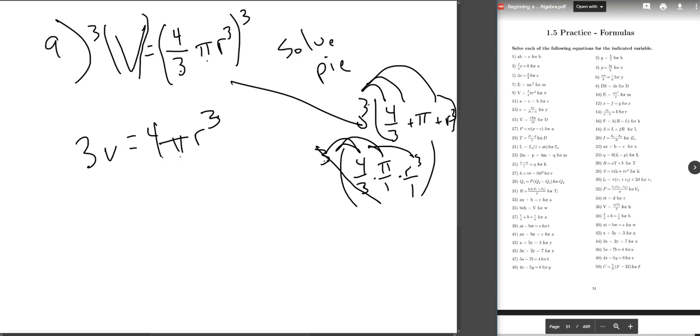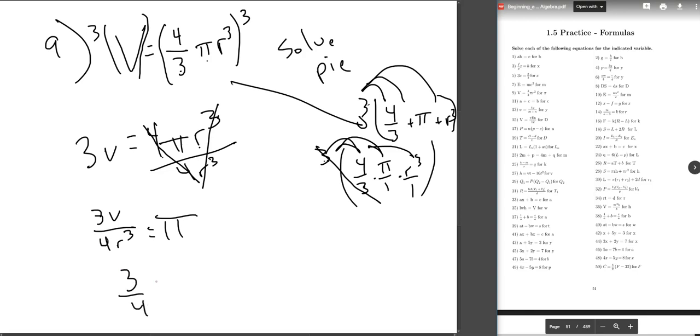All right. So now we want pi. So we have to get rid of the 4 and we have to get rid of the r cubed. So we're going to divide by 4r cubed. You see that? So this gets crossed out and this gets crossed out. We're left with 3V over 4r cubed. Now, that should be the answer. Some math teachers require you to say 3 over 4. No, they just leave it like that. That'll be the answer.